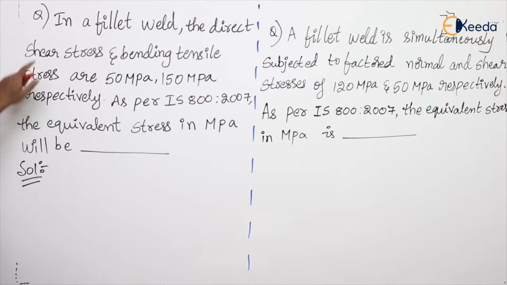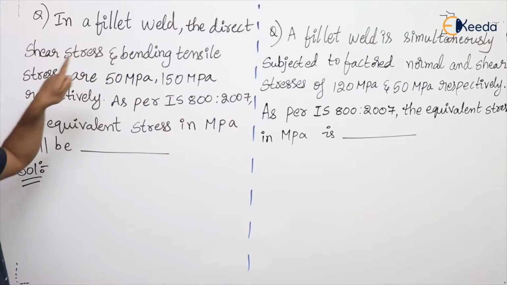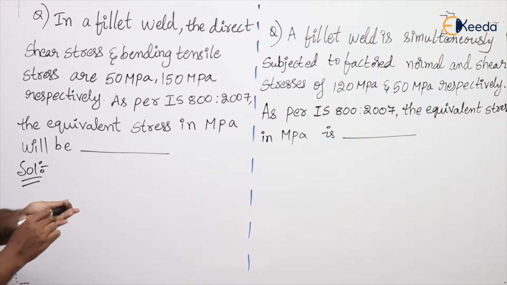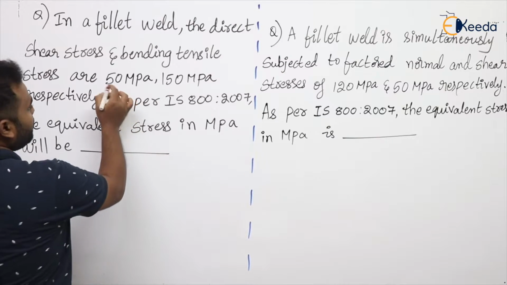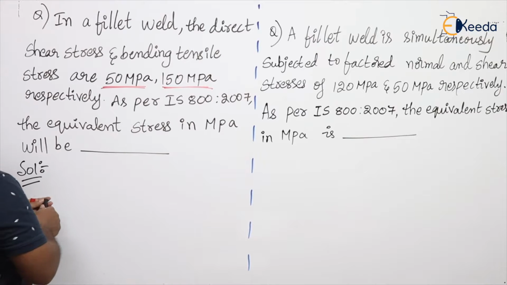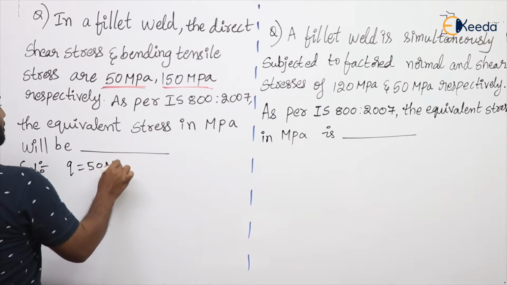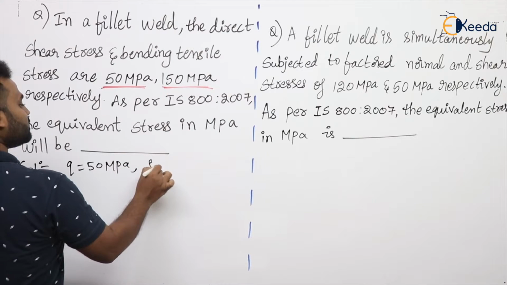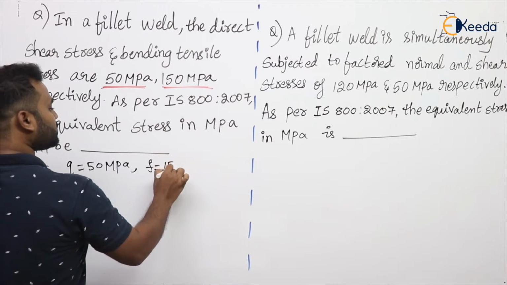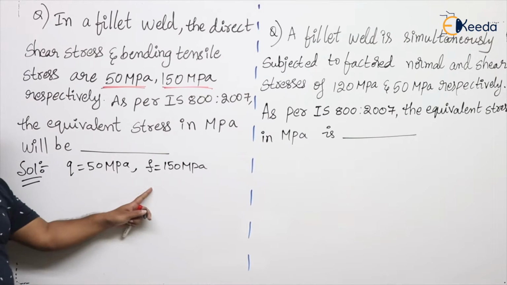So see here, first question. Let me start with this question, later we proceed to the other one. In a fillet weld, the direct shear stress and bending stresses are 50 MPa and 150 MPa. Now shear stress we represent with Q, so Q is 50 MPa. Normal stress we represent with F, so F is 150 MPa.